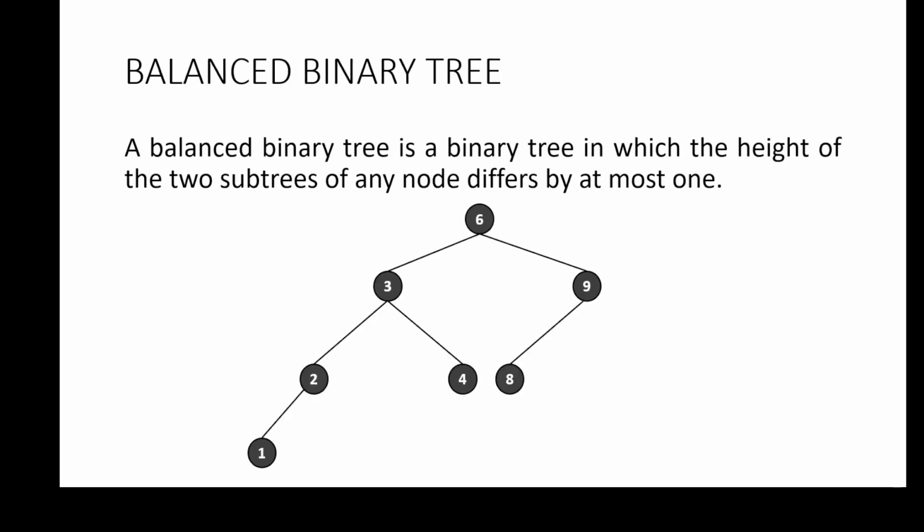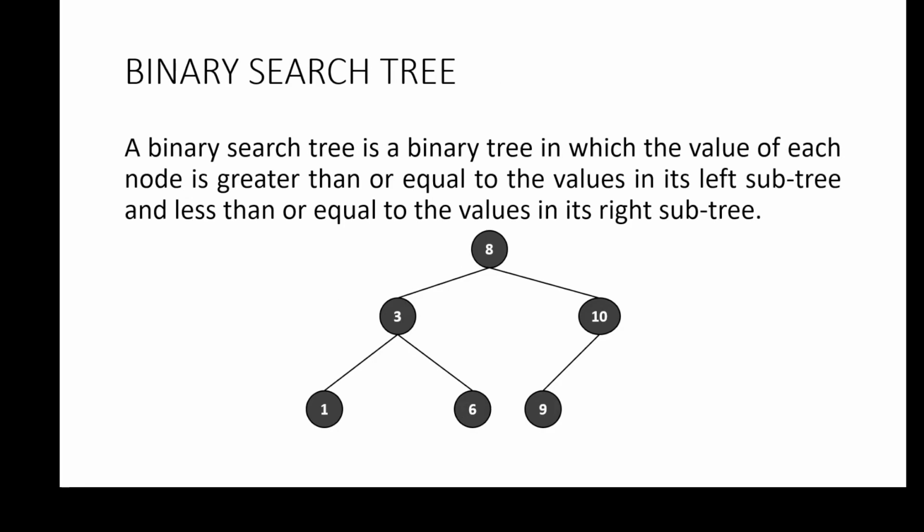Next is a balanced binary tree. A balanced binary tree is a binary tree in which the height of the two subtrees of any node differs by at most 1. Here is an example of a balanced binary tree. In this tree, the height of the left subtree, that is 3, 2, 1, is 2. And the height of the right subtree, that is 9, 8, is 1. The difference in height between the two subtrees is at most 1, which satisfies the definition of a balanced binary tree.